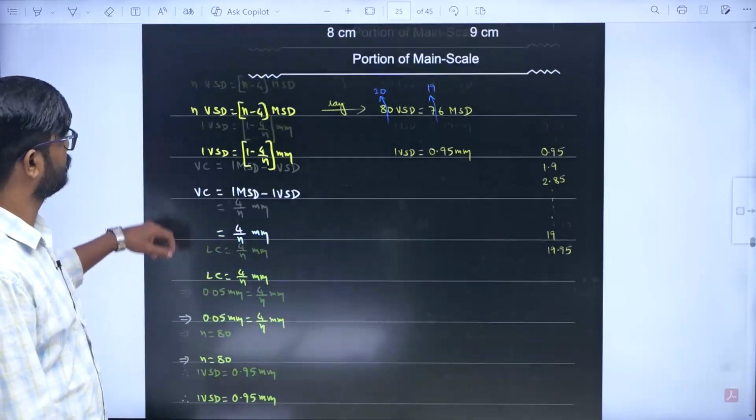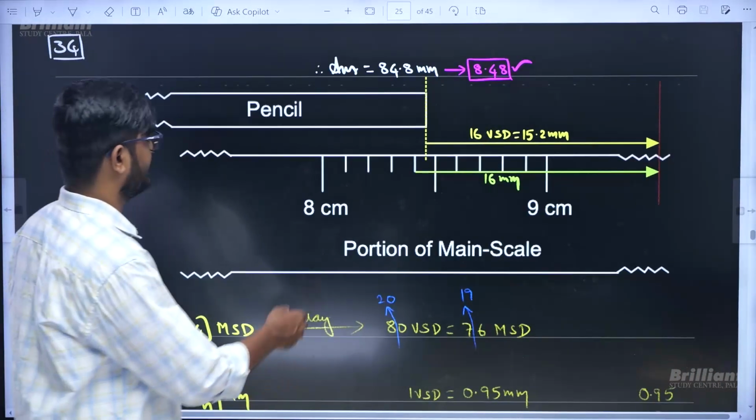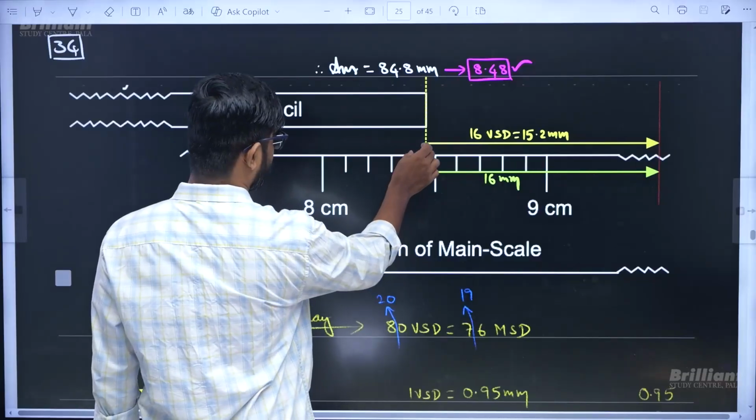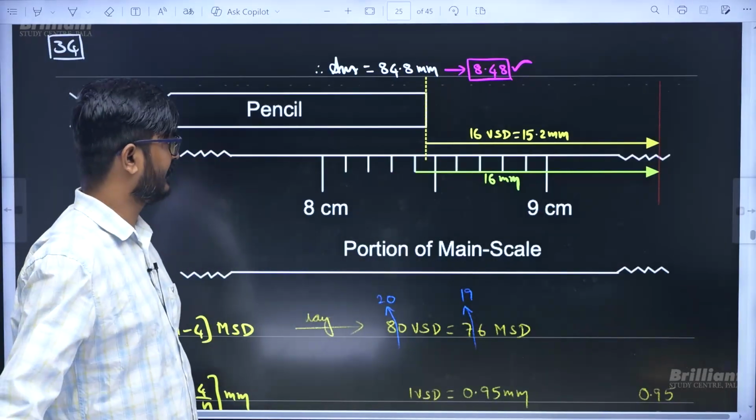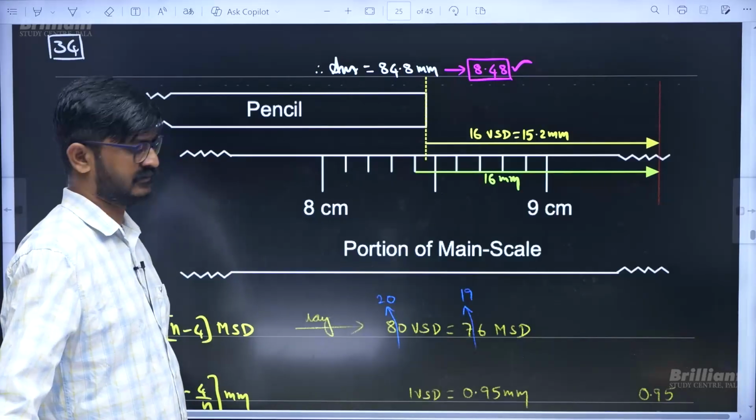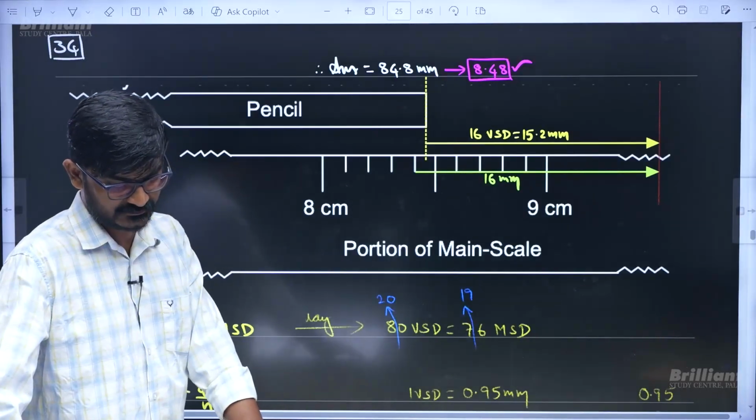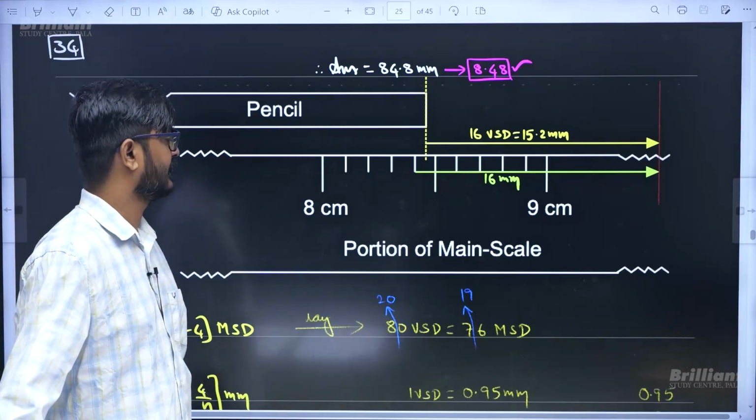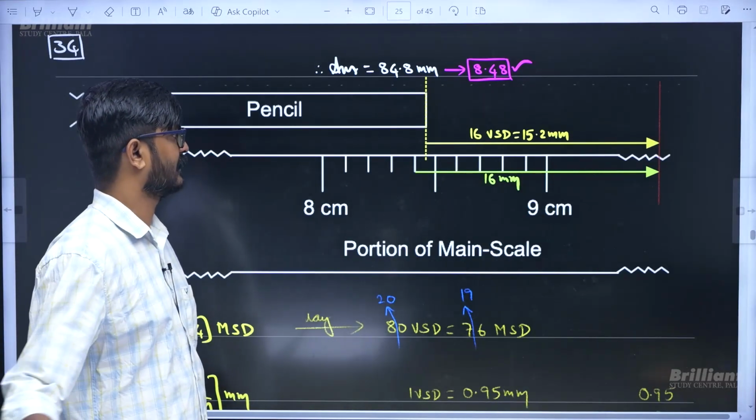Now we need to measure the length of this pencil. You can see here, this is 84 millimeter and something more than 84. So if you are marking, you should be marking 8.4 something. The probability of you getting that answer is much better now. 8.4 something. Now that something you have to calculate.